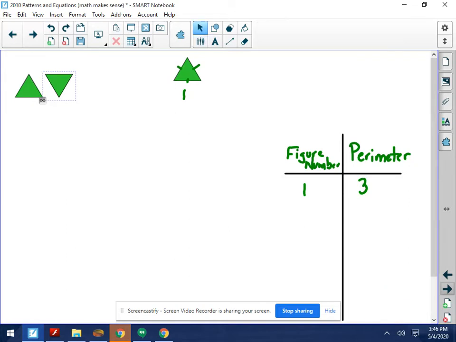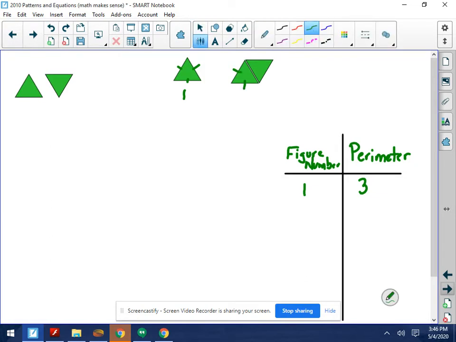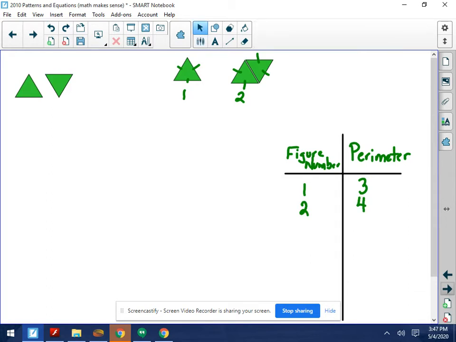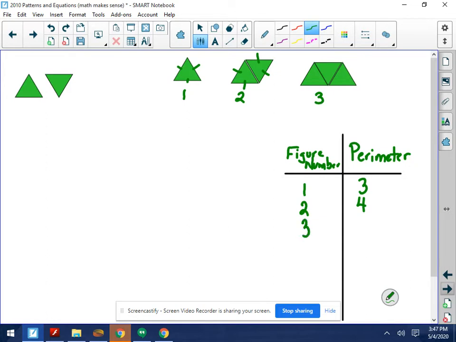Okay, now I want to create figure number 2. It uses one triangle, and then the next triangle has to be inverted, upside down, so it goes together like so. Now let's check out the perimeter of this shape. 1, 2, 3, 4. So figure number 2 has a perimeter of 4. Let's build the next figure. We start with figure 2. That's what figure 2 looks like. And we add one more triangle to it, and we create figure 3. And we've got a perimeter of 1, 2, 3, 4, 5.